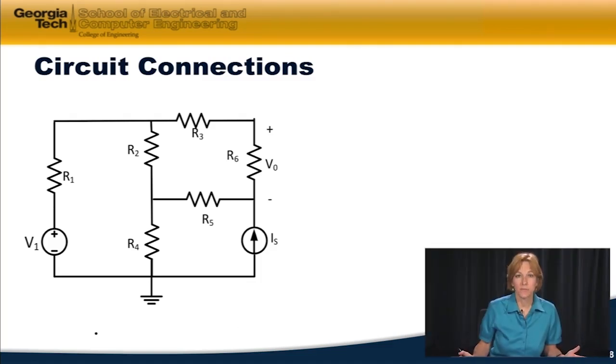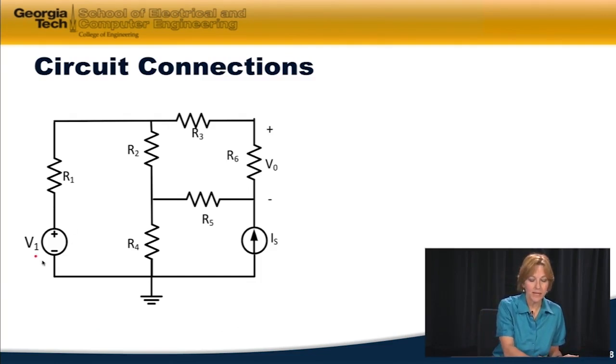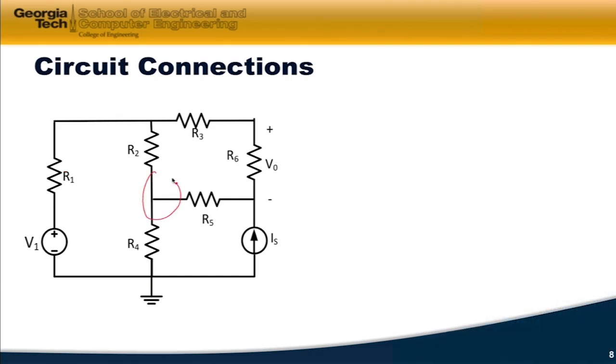Let's look at a common connection here. This is a circuit schematic. We've got an independent voltage source, an independent current source. We've got our ground right here. We've got our resistors. In this case, we don't have any capacitors or inductors. We've got some nodes here. These are all connected together. That's one node. That's another node. Here's a node right here. And then we've got some nodes that only connect two resistors.